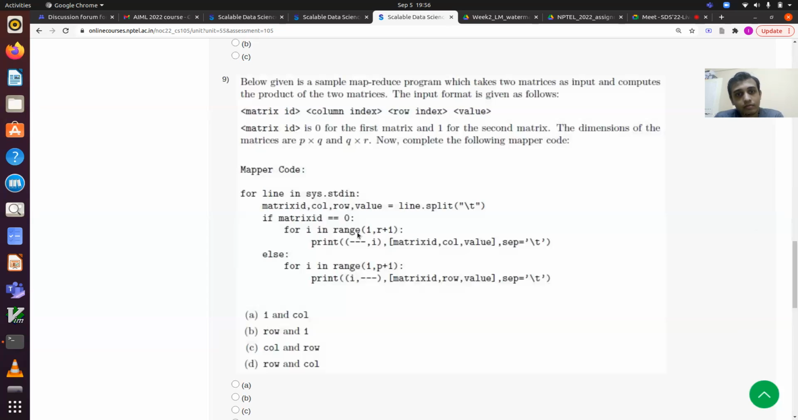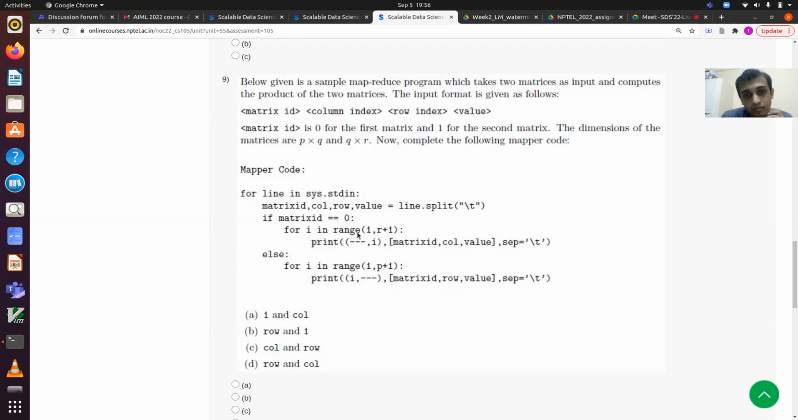This is the mapper code. Yes, sir, that I get. Reducer was not there. We have not given the reducer for you. The reducer is not there, sir. No. I don't see anything. It's the product of 2 matrices.